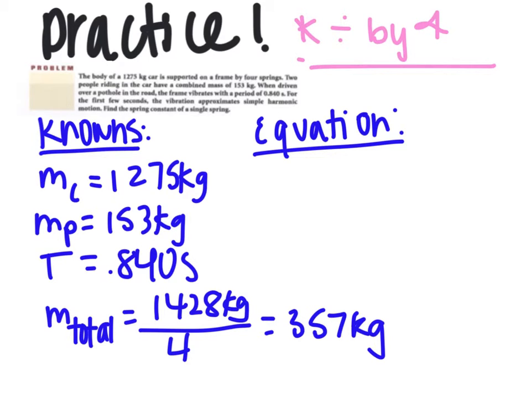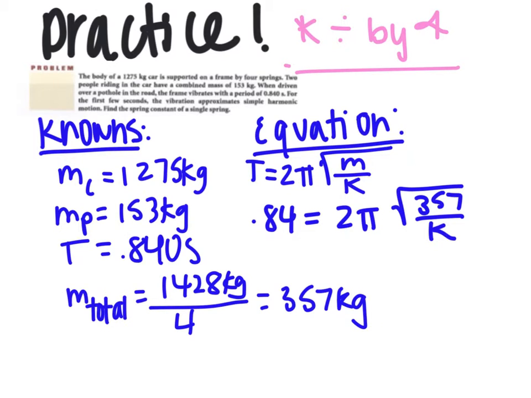And now that I have all the appropriate information, I'm going to start plugging things into my equation. And if you don't remember the equation, it is T equals 2 pi square root m over k. And after plugging in my information, I get 0.84 equals 2 pi multiplied by square root of 357 over k. Remember, k is what we're finding. We are finding the individual spring constant.